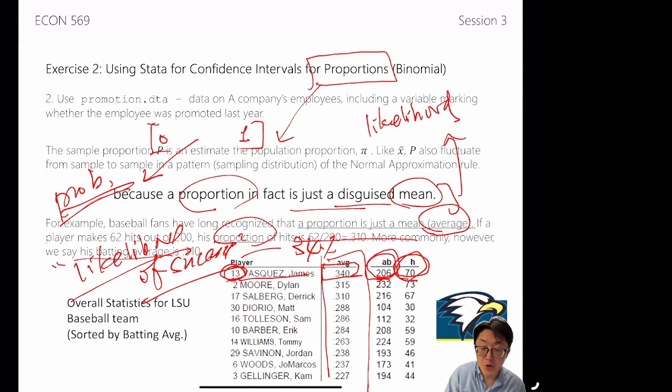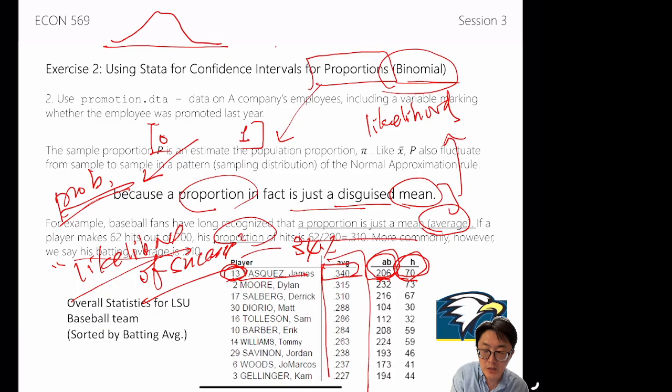And if your variable is proportion, and you are trying to study a confidence interval for proportion, then you should use binomial distribution rather than normal distribution. Normal distribution is a continuous distribution, so it looks like this. But binomial is either 1 or 0, so it looks like this.